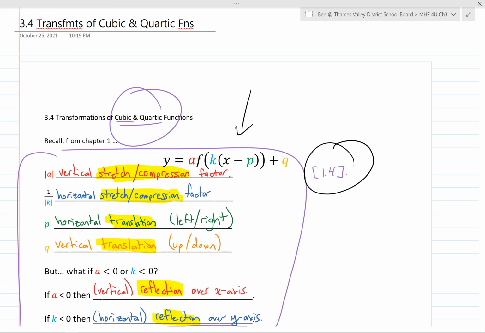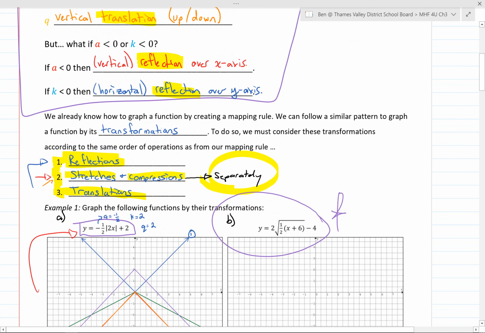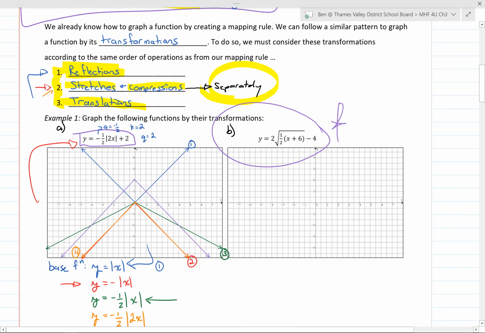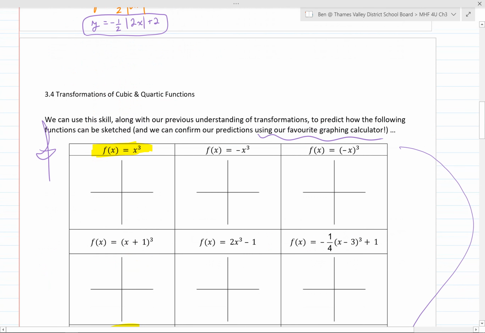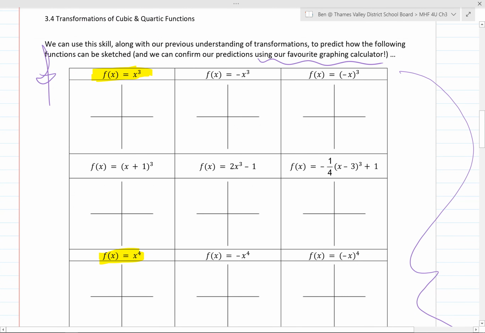With our cubic and quartic functions, it's nice and straightforward how we can apply our previous knowledge of transformations to these functions, as long as we know what the base functions sort of look like. Now, as an activity, what I encourage you to do is use your favorite graphing calculator, likely that's Desmos. I want you to try it out, but first try and predict what your functions are going to look like.